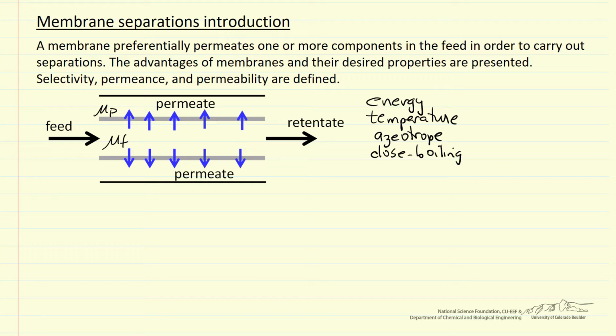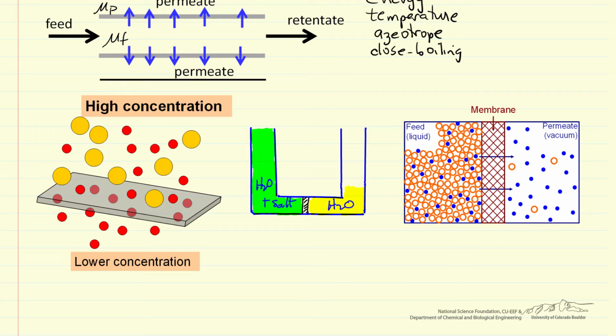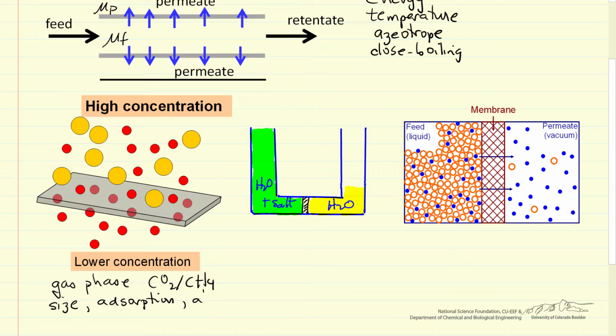So let's look at the types of separations that we might carry out using membranes. On the left, I'm showing going from high concentration to low concentration. I have a mixture on one side, and on the permeate side I have preferentially the smaller molecule that permeates. This is the type we would use for gas phase membrane separation, for example to separate CO2 and methane for natural gas purification. The separation can be based on size of the molecule. It can also be based on having one of the components adsorb more strongly, so based on either adsorption or absorption, and more than one of these can be operative.